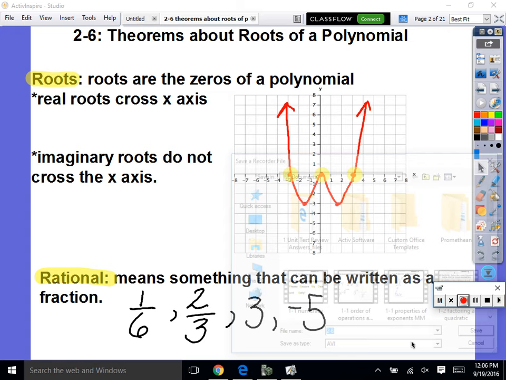Now, some vocabulary. Rational means can be written as a fraction. So these are all examples of rationals: 1/6, 2/3, 3, and -5. Technically, 3 is a rational. Isn't 3 3/1? So it can be written as a fraction.